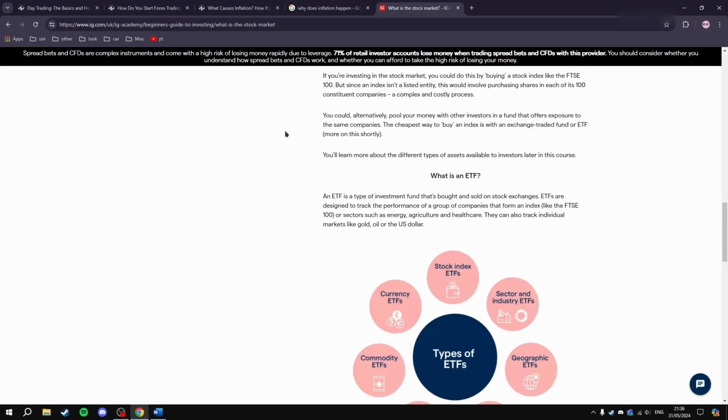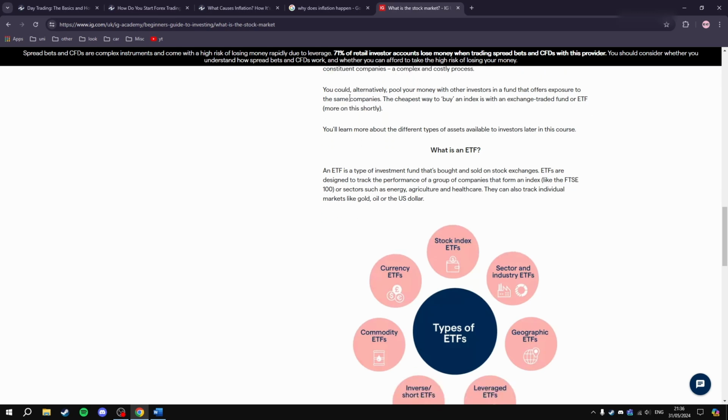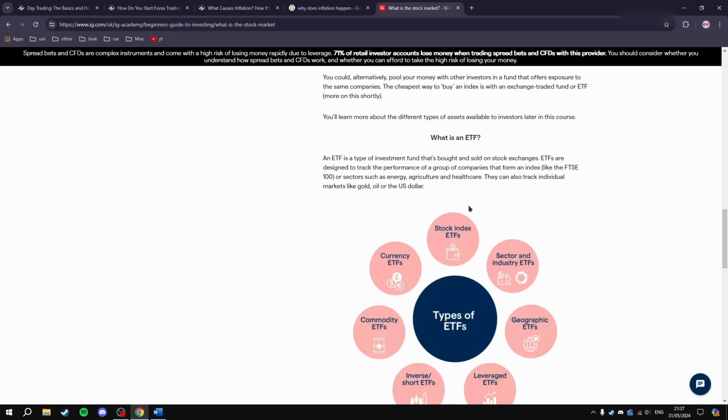If you're investing in the stock market, you could do this by buying a stock index like the FTSE 100. But since an index isn't a listed entity, this would involve purchasing shares in each of its 100 constituent companies, a complex and costly process. You could alternatively pool your money with other investors in a fund that offers exposure to the same companies. The cheapest way to buy an index is with an exchange-traded fund or ETF. More on this shortly. You'll learn more about the different types of assets available to investors later in this course. So what is an ETF?